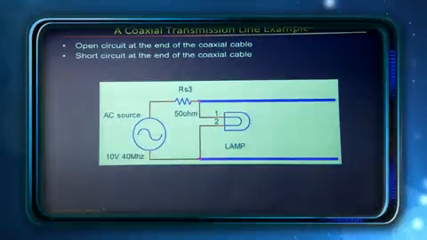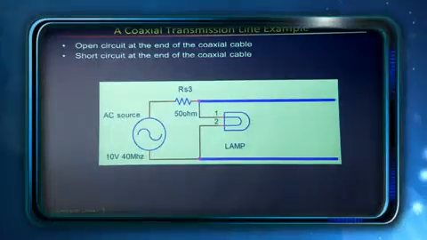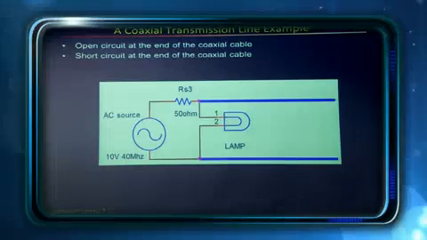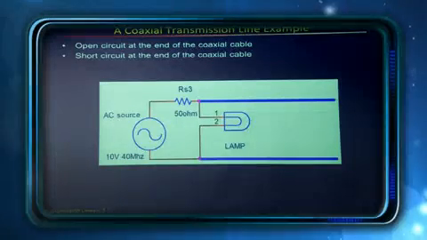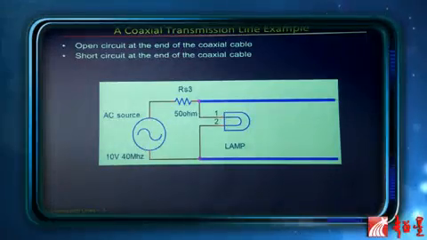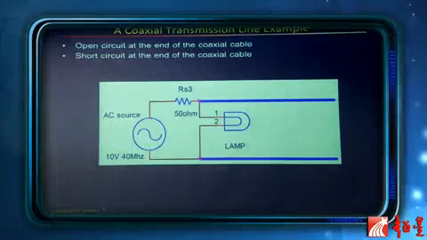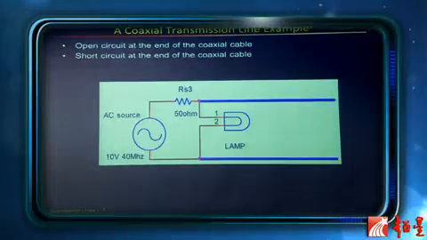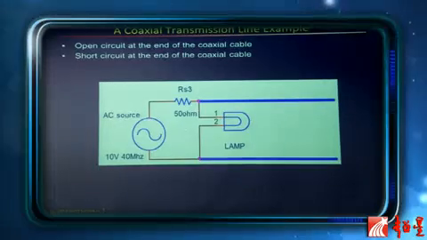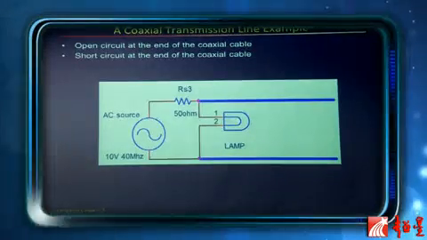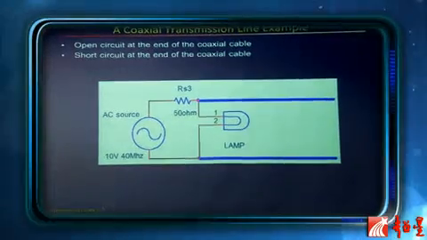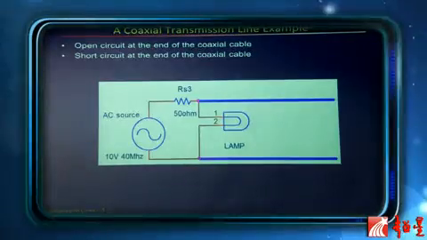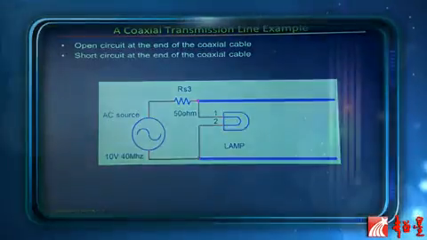This is my experiment. I have a source which is about 10 volts and 40 megahertz. It's a sinusoidal source. The internal resistance of the source is 50 ohm. I connected a light bulb to this. The light bulb is on, right? That's 10 volts. That's a lot of voltage.